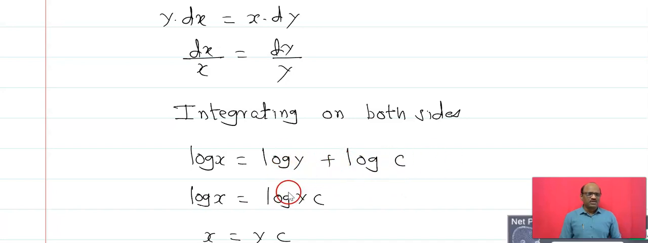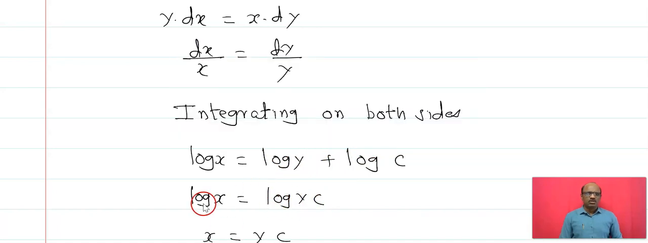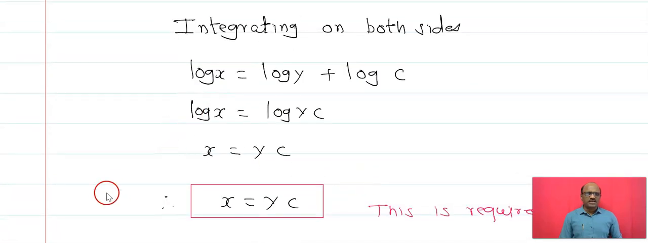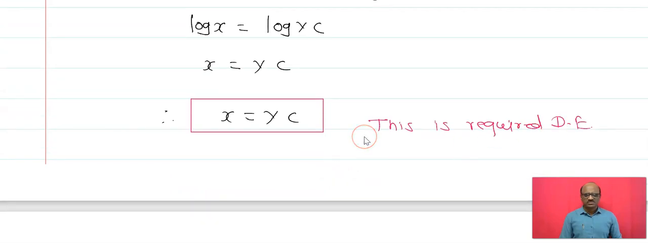That is, log of m plus n means what? Log of mn. In the same way, log of x is equals to log of xy. Cancel log on both sides. Take antilog on both sides. Then you will get x is equals to yc, and therefore x is equals to yc. This is the required solution of the differential equation.